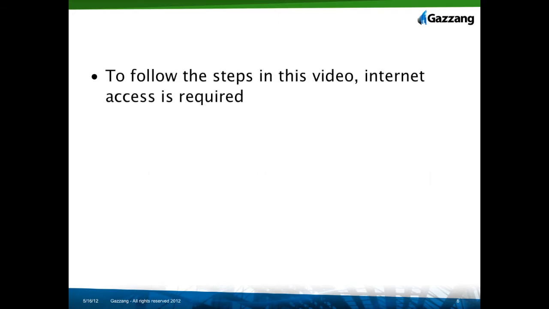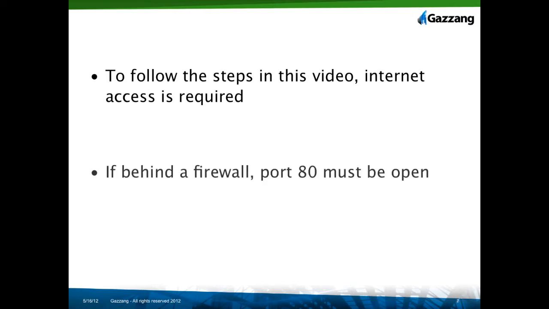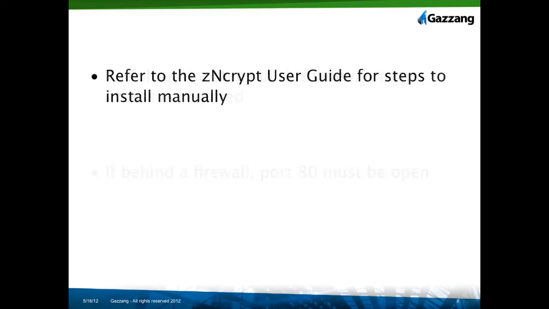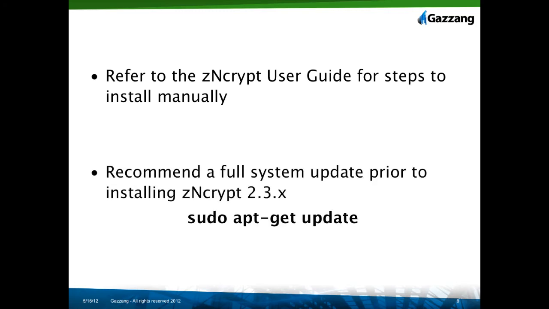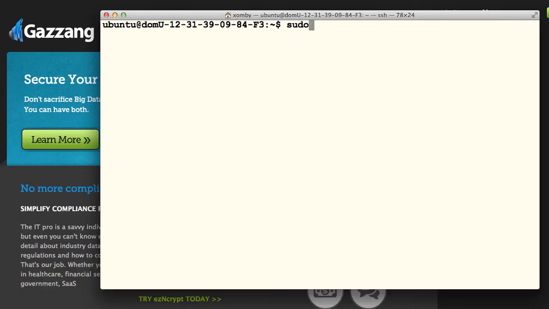Before we get going, internet access is needed if you want to follow the steps in this video training. Also, if your system is behind a firewall, port 80 must be open during the installation to allow access to the Gazzang repository. If this isn't possible in your environment, refer to the manual installation instructions in the user guide. One more thing, it's a good idea to fully update your system before running any of the installation steps that follow. Alright, let's get started.